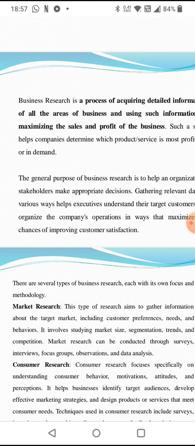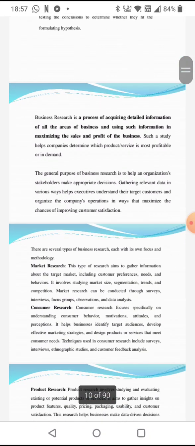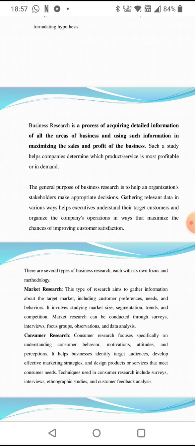So next we will go to the exact definition of business research. Business research is a process of acquiring detailed information on all the areas of business and using such information for maximizing the sales and profit of the business. Such a study helps companies to determine which product or service is most profitable or in demand.